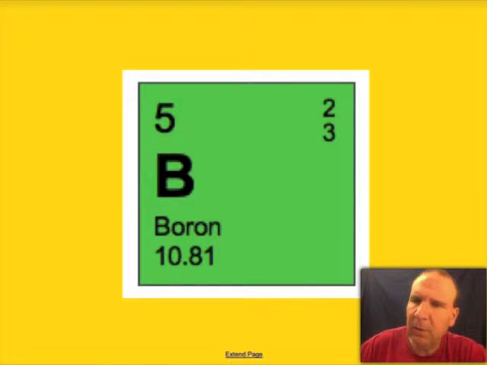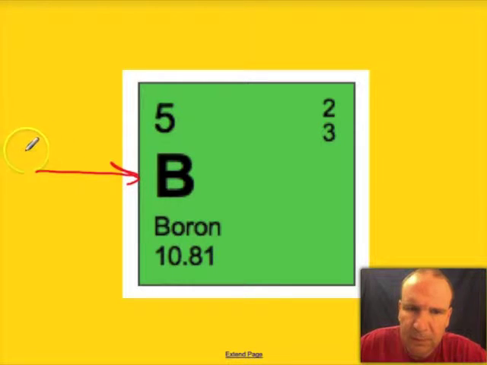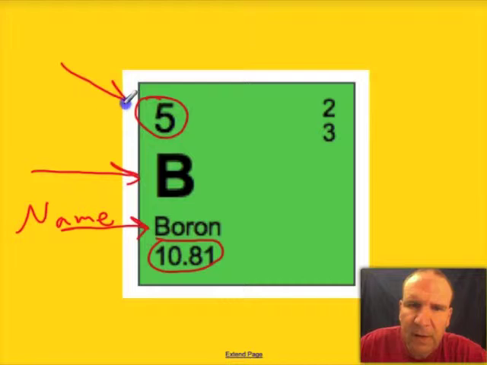Now, when we look a little bit more closely at one of these elements, this is from the table you saw. This is boron. We should know that this is the symbol. Okay? We should know that this right here is going to be the name of the element. Okay? Now, some people have a hard time distinguishing between these two. This is going to be the atomic number. Okay? So this is your atomic number.